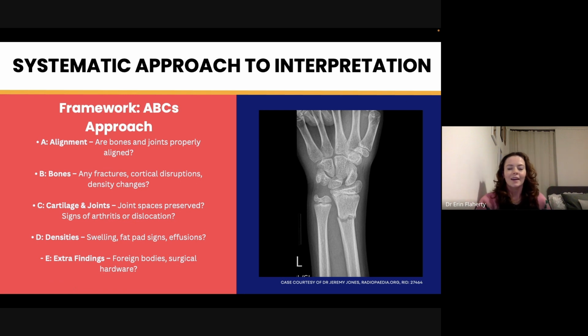So classic medical abbreviations or acronyms, we're going to do our ABCs for our x-rays. So A is for alignment, so looking at the alignment of the bones. So if we take this x-ray here, it'd be very easy for us to just jump straight to the main problem here, but we want to do it in a systematic way. So we want to have a look at the alignment.